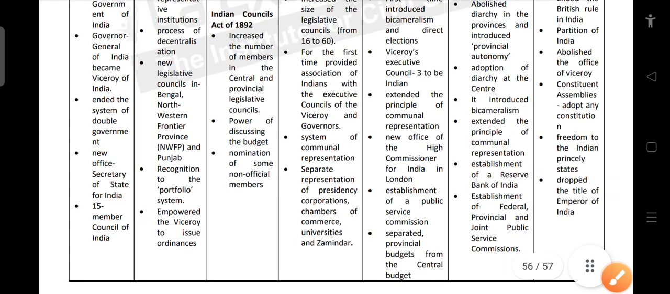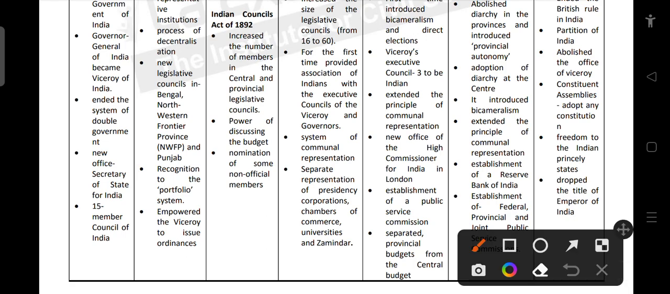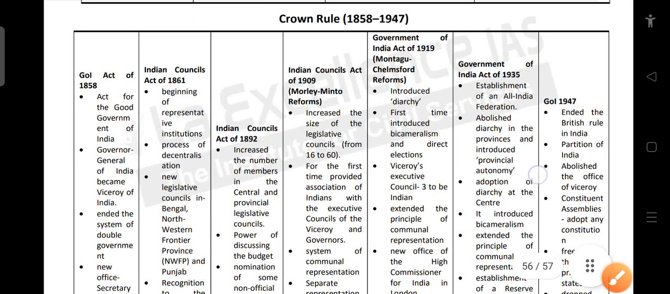Then the new office of High Commissioner for India in London was established, and the Public Service Commission was established. It separated the provincial budget from the central budget. So they had two separate budgets under the 1919 Act.